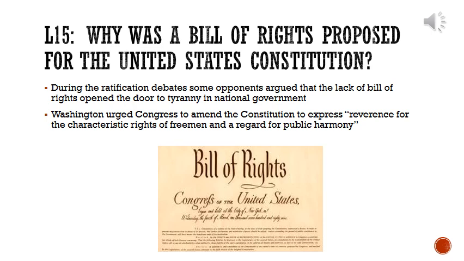So the Anti-Federalists really have some reservations about this, and because they lived under that system, they have every right to believe that. So George Washington is going to urge Congress to amend the Constitution to express reverence for the characteristic rights of free men and a regard for public harmony.